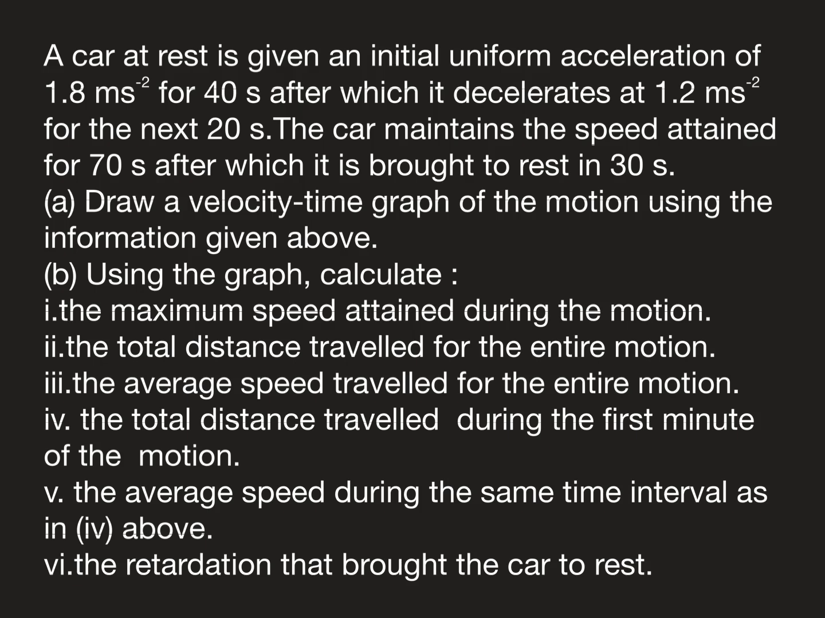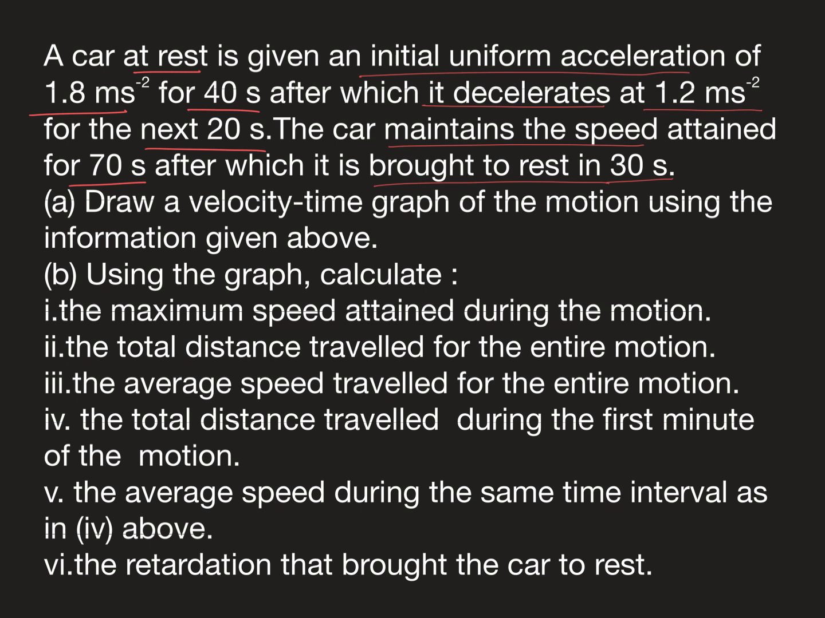Welcome back. In front of us, we have a question that reads: a car at rest is given an initial uniform acceleration of 1.8 meters per second squared for 40 seconds, after which it decelerates at 1.2 meters per second squared for the next 20 seconds. The car maintains the speed attained for 70 seconds, after which it is brought to rest in 30 seconds.